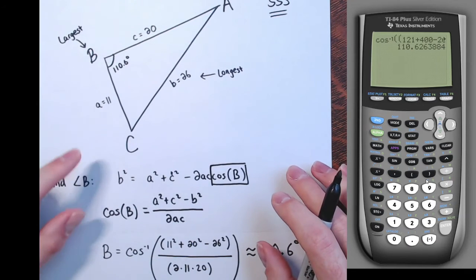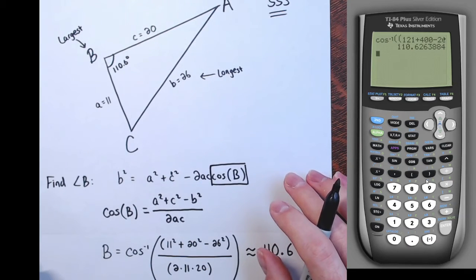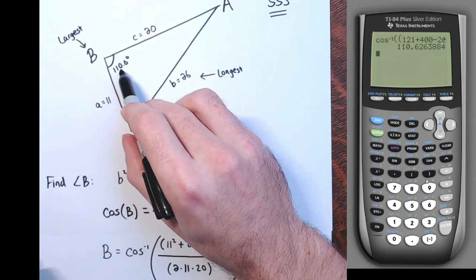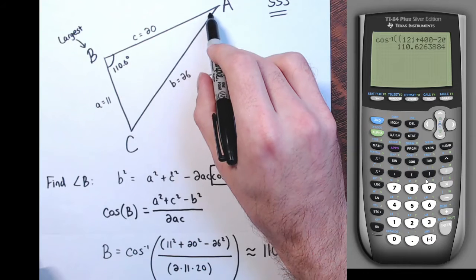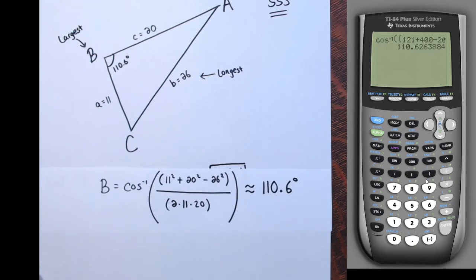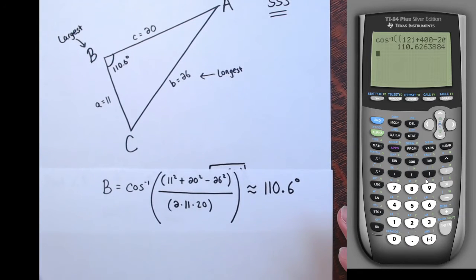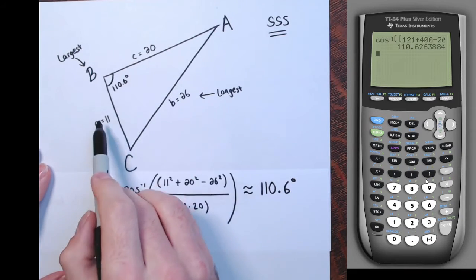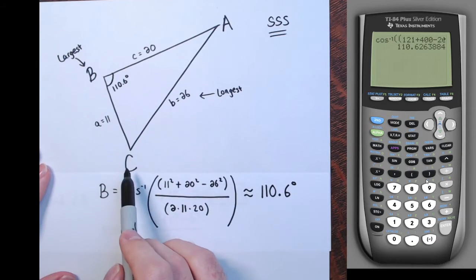Now that I've found the largest angle, this is definitely obtuse, bigger than 90. The other two angles have to be acute. So I could find them with either the law of cosines, I could still use the law of cosines. Say I want to find the next largest one. The next largest angle would be C, because C is the next longest side, so angle C is the next largest angle.